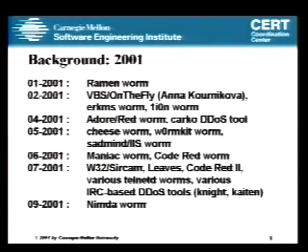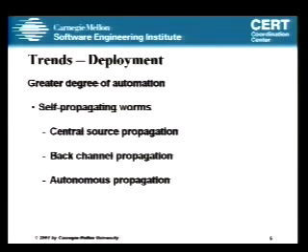2001 has pretty much been the year of the worm. The automation has progressed from not only scanning, exploitation, and deployment, but also repeat. We'll talk a little bit more about deployment of DDoS tools. Obviously, we've seen a greater degree of automation in the technology that can be used to deploy denial of service tools in the form of self-propagating worms. We've really seen three types of propagation models evolve out of this.